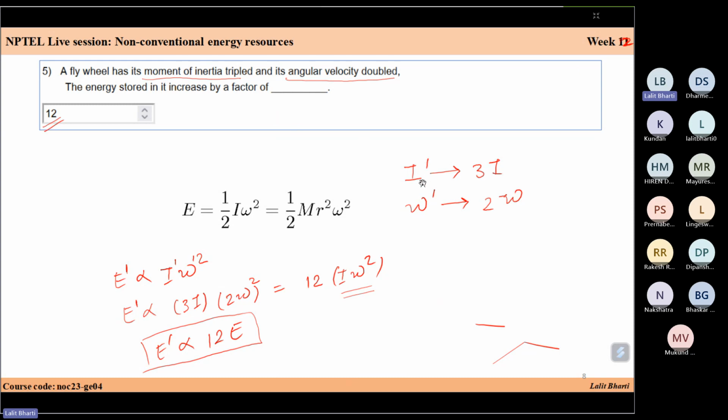Basically your I is replaced by three times I, and your angular velocity is doubled. So you just put your I prime and omega prime square. You just put these values. So 3I times 2 omega square. It will be 3 times 4, so it will be 12 I omega squared. And I omega square is basically your initial condition. So you will get E prime will be 12 times. So the correct answer is 12.